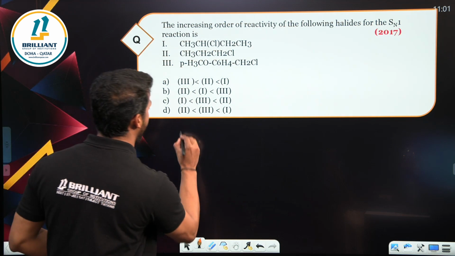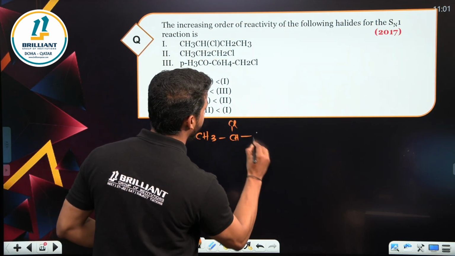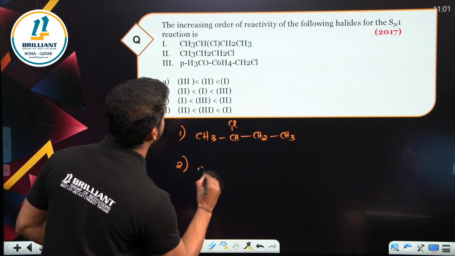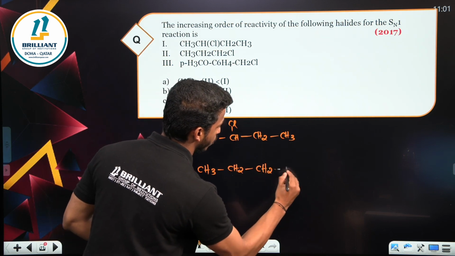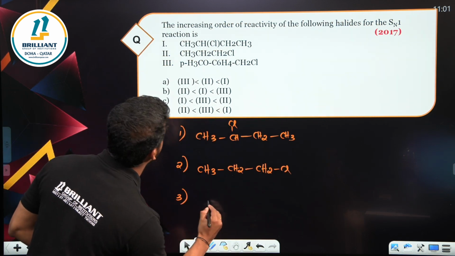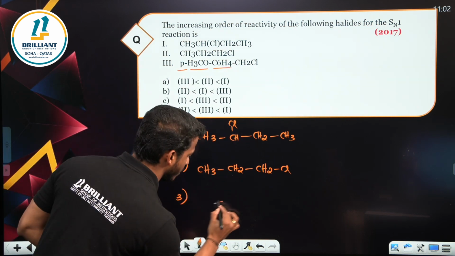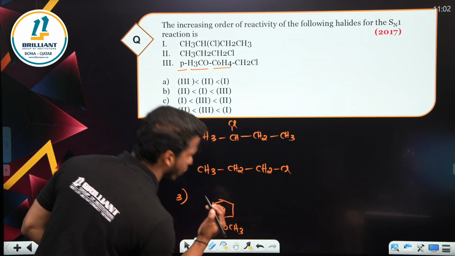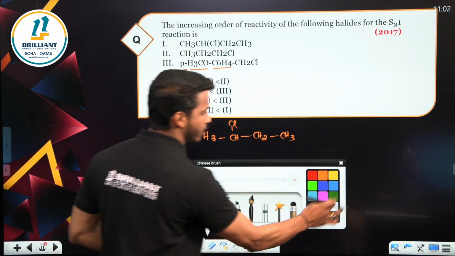Let me consider the first compound given as CH3 CHCl CH2 CH3. The second compound is given as propyl chloride, CH3 CH2 CH2 Cl, and the third one is given as a benzene ring with a para-position OCH3. So C6H4 with a para-position methoxy group, and here we have CH2Cl. These are the structures given, dear all.